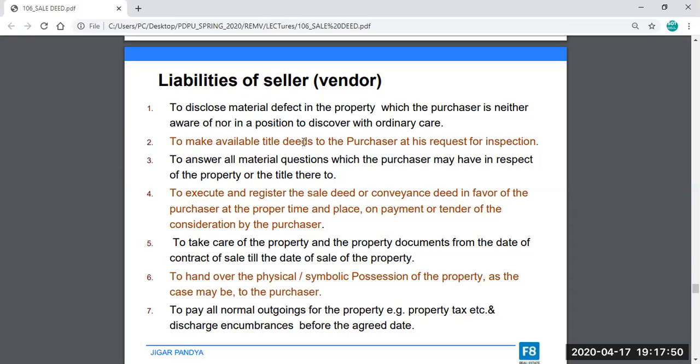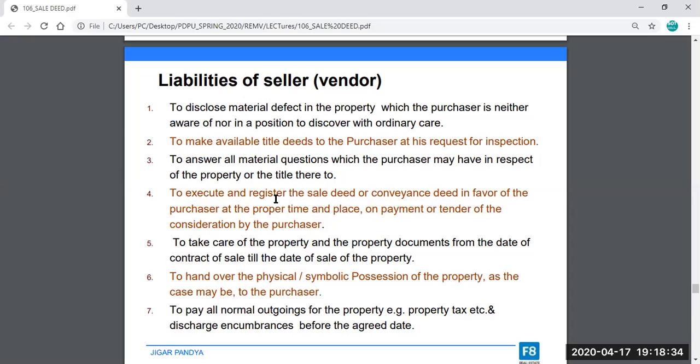Second, to make available title deeds to the purchaser at his request for inspection. So all the documents pertaining to the property need to be verified by the buyer and his advocate. And so for that matter of fact, the vendor should provide all the possible documents that are required for the title search. Third, to answer all material questions which the purchaser may have in respect to the property or the title thereof. Right? So there may be a lot of questions, and they all need to be answered to the best of the vendor's knowledge.